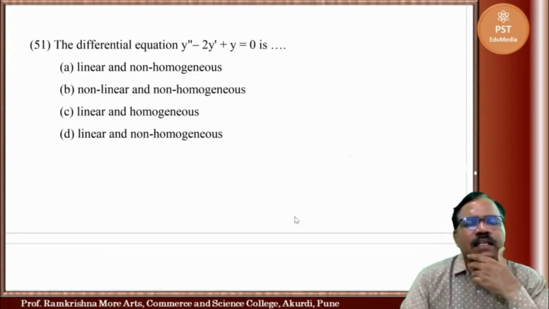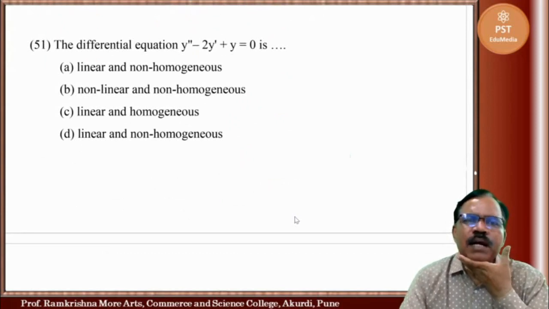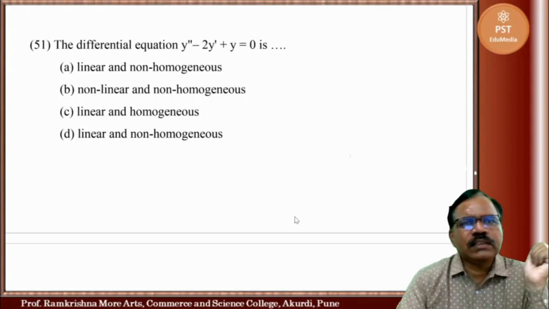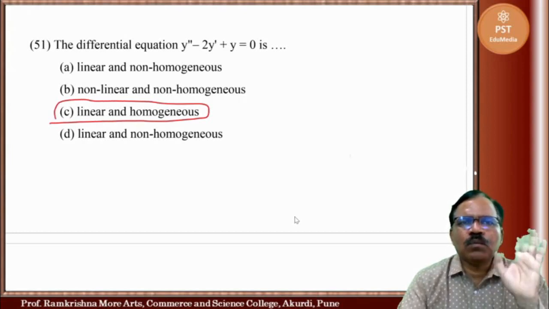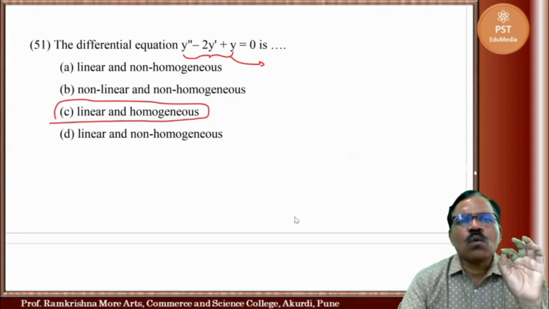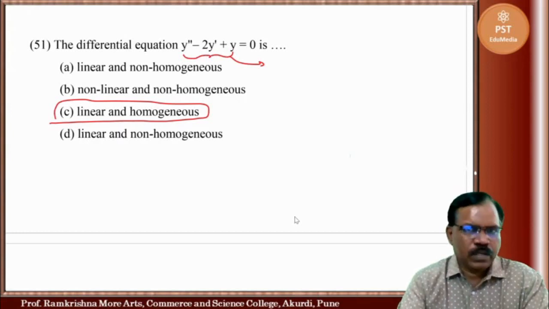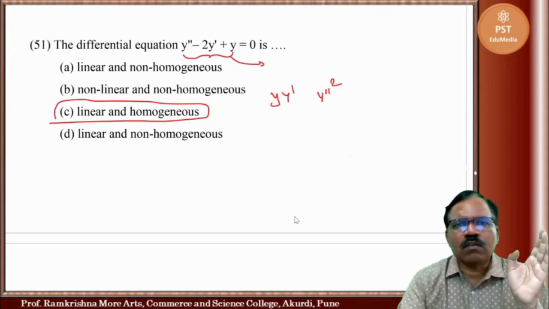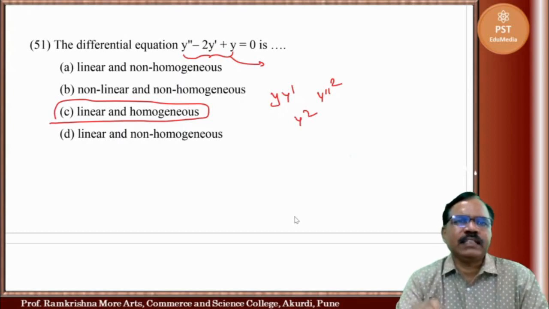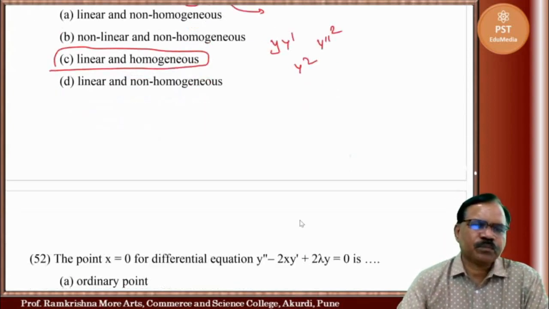Now the differential equation y double dash minus 2y dash plus y is equal to 0. This differential equation is linear and homogeneous. It is homogeneous because each and every term contains y or its derivative. And there is no term like y into y dash or y double dash square or y square. That's why it is a linear differential equation.